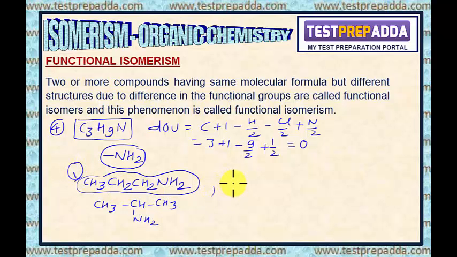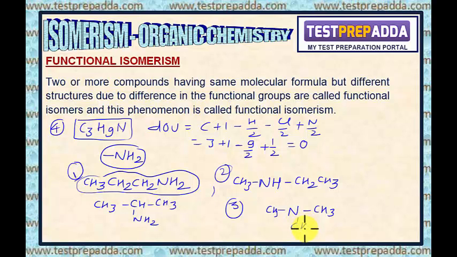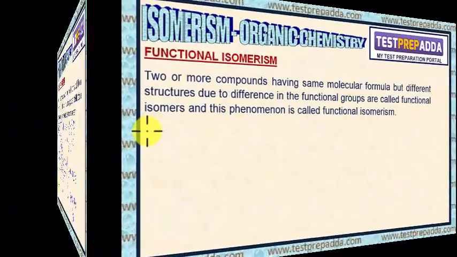This is primary. Similarly, if I write NH in place of NH2, then I will write CH2, CH3 this side, and this side I will write CH3. This is another case. Now, I can write tertiary amine also. CH3, CH3, CH3. So these are the different functional isomers which can be written with the help of this C3H9N. If you want, you can write position isomer like this.